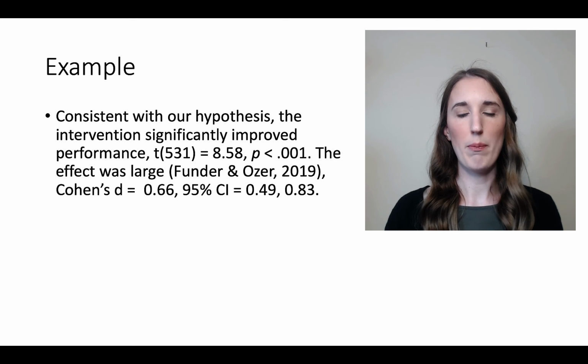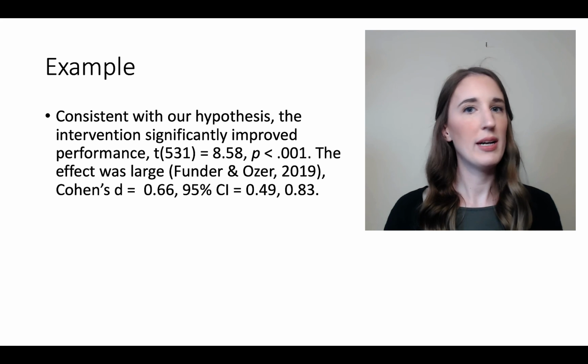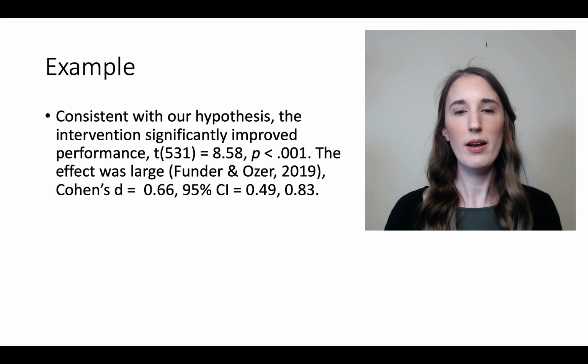Let's look at an example. Consistent with our hypothesis, the intervention significantly improved performance. I'm then reporting the t-value, which is the test statistic, with the degrees of freedom in parentheses. I'm reporting the p-value, and because it's smaller than 0.001, I'm just writing p is less than 0.001. And then in addition to information about statistical significance, I report that the effect was large.